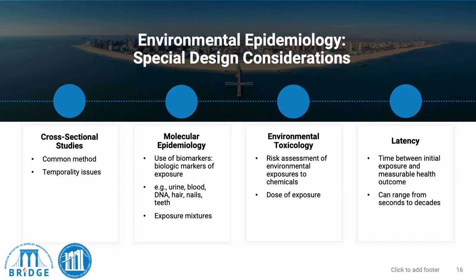So here are some special design considerations when we're talking about environmental epidemiology. Cross-sectional studies are very common because we can study a large population. For instance, if we are looking at something like the NHANES, the National Health and Nutrition Examination Survey, while it is a cohort in terms of following the US population in general over time, when we look at a given year of data, it's a cross-sectional study.